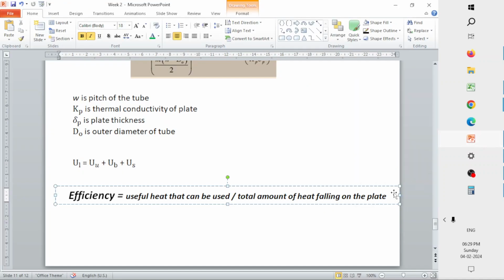The expression will be eta, or for the time being I'm writing n here. I'll change this. Your useful heat, so that is probably the heat that you will be using up for your varieties of applications. So QU divided by the amount of heat that is falling onto your plate. So the solar flux S times, so it's a flux, so flux actually has a unit of watt per meter square.